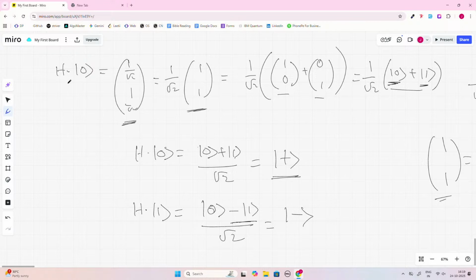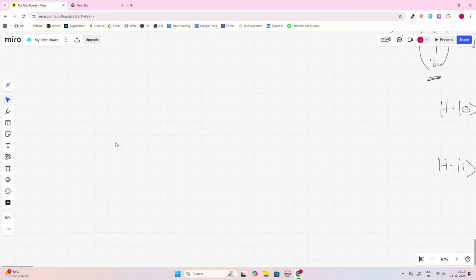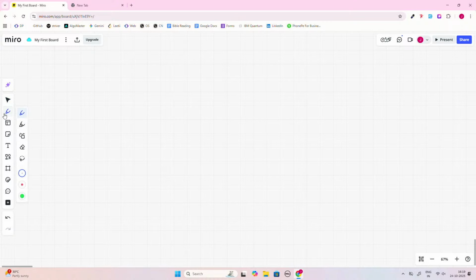Now, how many gates did we see? X, Y, Z, H. We saw 4 gates. Now let's deal with the rotation gates. First, I will explain 2 by default rotation gates.